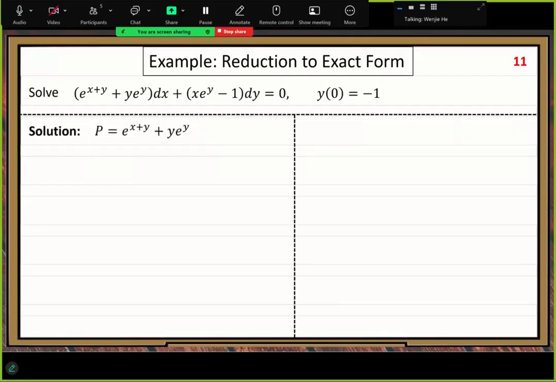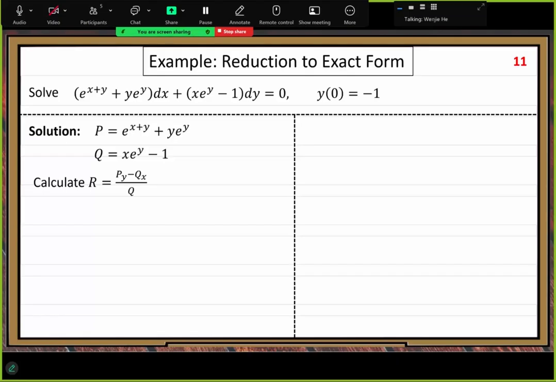First, we want to write a P function and a Q function. Then we calculate the partial derivatives and compare if the exactness criterion is satisfied. Okay, exactness criterion is satisfied. All right. Actually, here we directly calculate the R and R star.